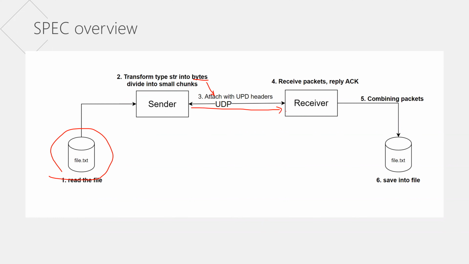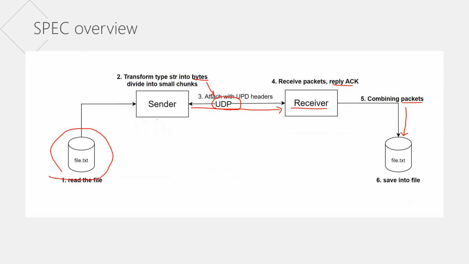And we send these bytes to the receiver, and the receiver will reply with the acknowledgement, so we can know which packet is lost, so we can resend. And just pay attention here, we need to do this over the UDP connection. Make sure you are using the UDP connection, otherwise you will lose a lot of marks. And on the receiver side, all we need to do is reply with the ACK, combine the different packets and save it into the file.